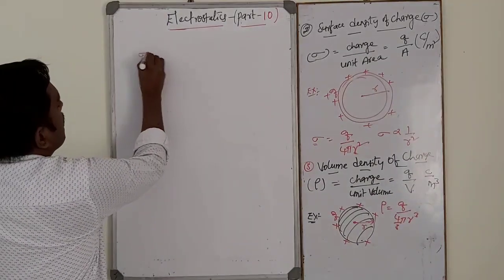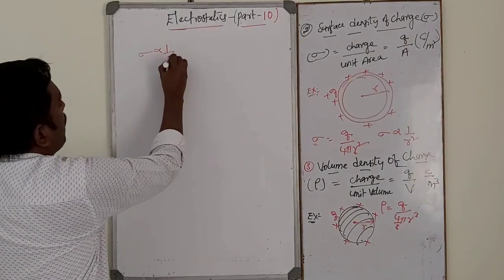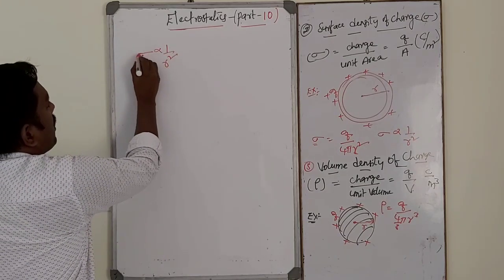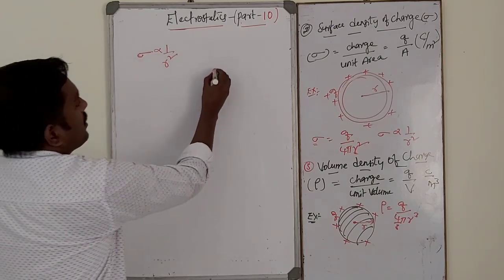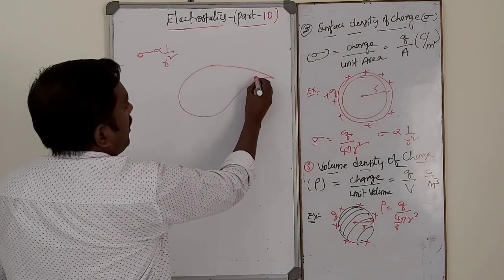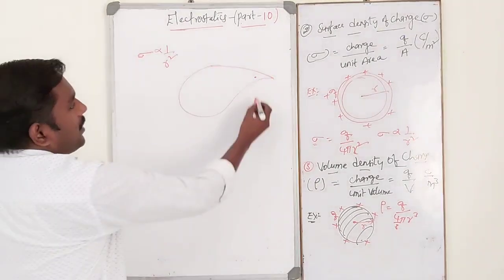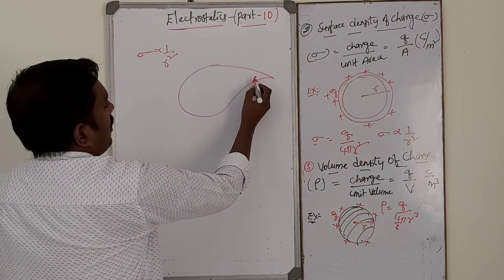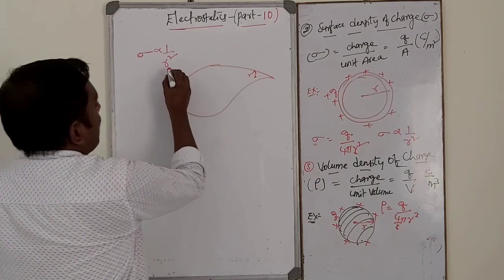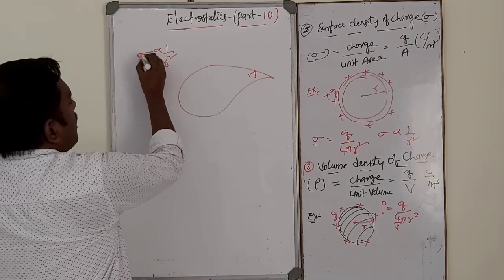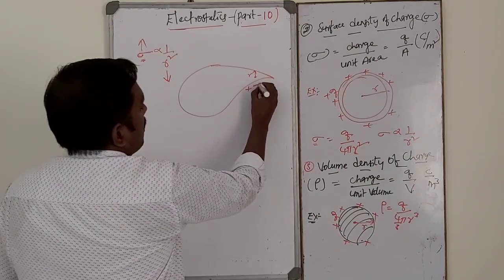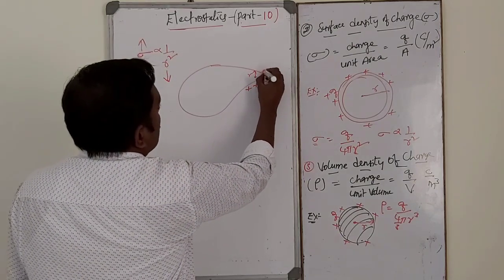Suppose, see, sigma is proportional to 1 by r square. Radius of curvature decreases, surface charge density increases. Suppose like this. So in this case, radius will be decreased. Of course, radius of curvature will be decreased. This is the small r. So radius of curvature decreases, surface charge density increases. So at corner ends, more charges will be accumulated.